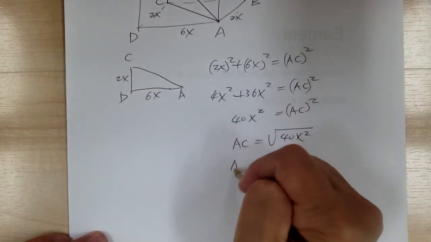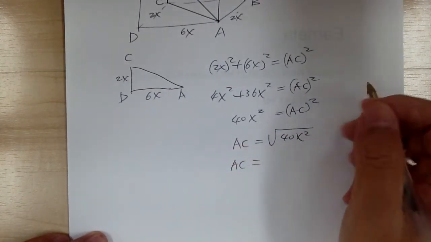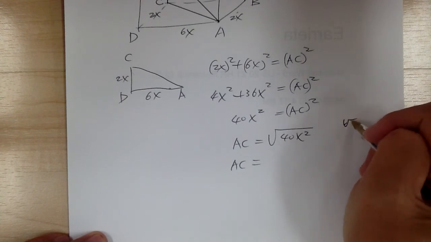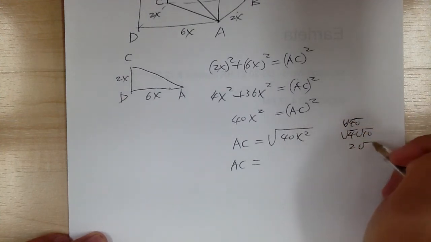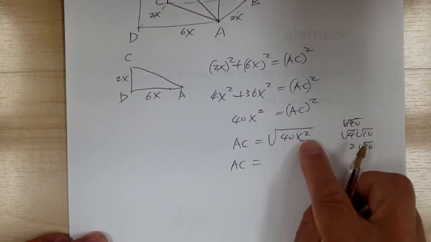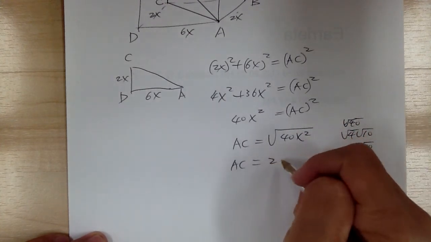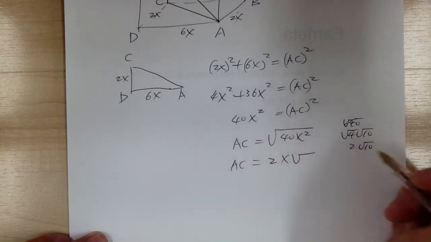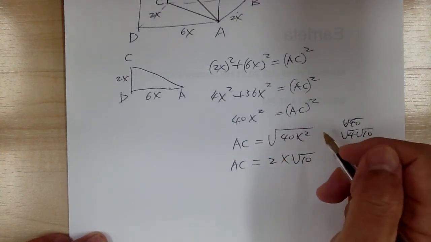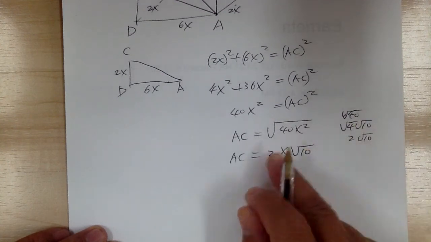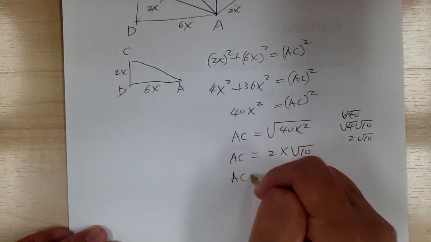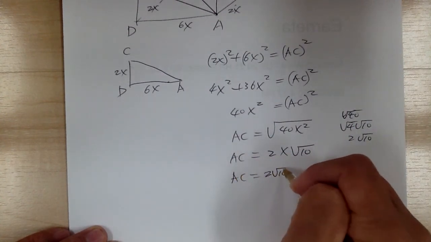Take the square root, so AC equal to square root of 40x squared. And again, you can break these things down. So square root of 40 can break into square root of 4 and 10. So it'd be 2 square root of 10. Okay, and the x can come out. So you're going to get 2x square root of 10. Normally you want to put a variable in the back. So AC equal to 2 square root of 10x.